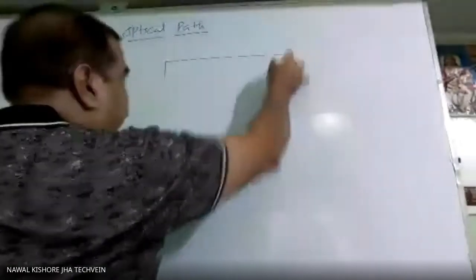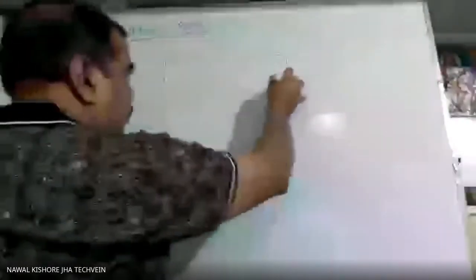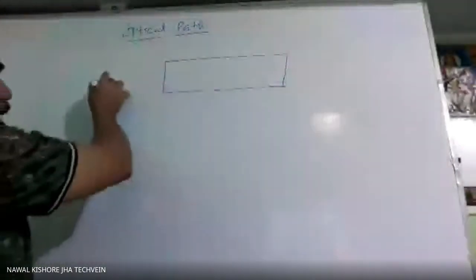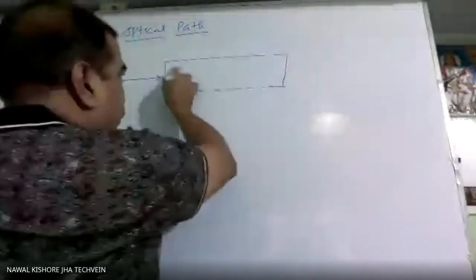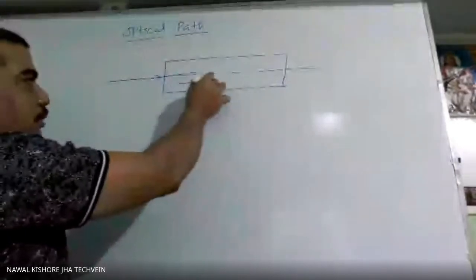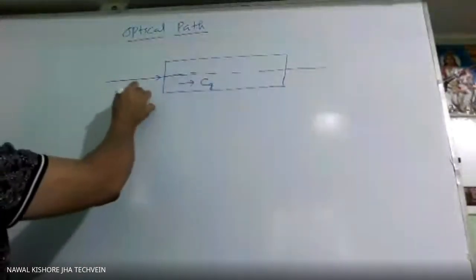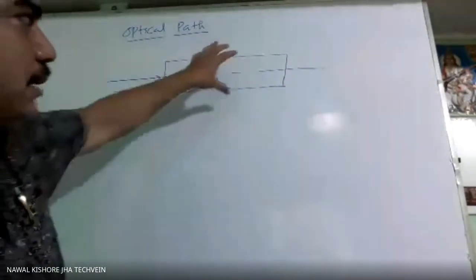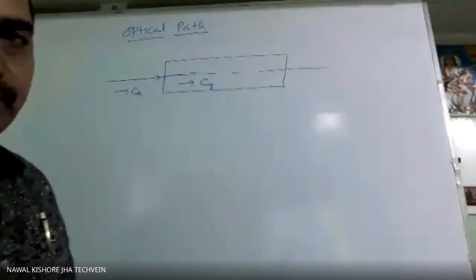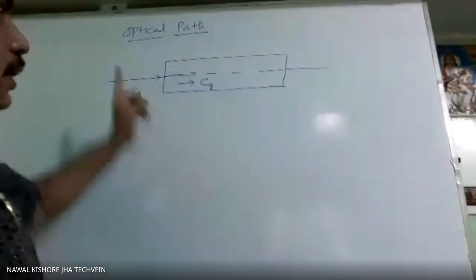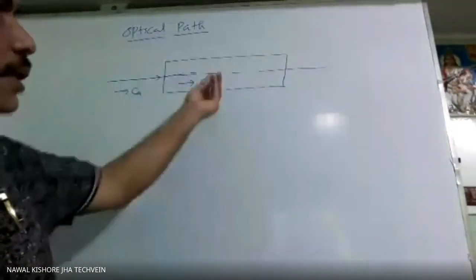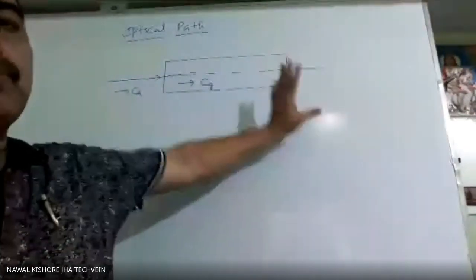So this is a glass tube, a solid glass tube maybe. When light is allowed to pass through this glass tube, inside the glass tube the speed is different, outside the glass tube the speed is different. So if this glass tube is not present, what would be the distance traveled by light in air? That is the equivalent path, and that we call optical path.